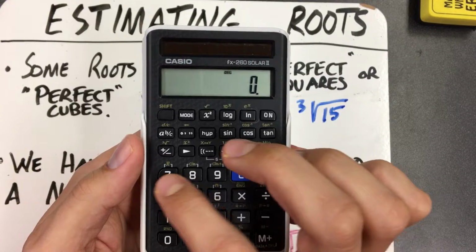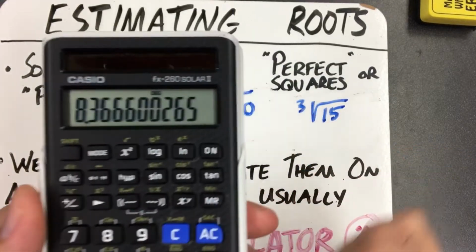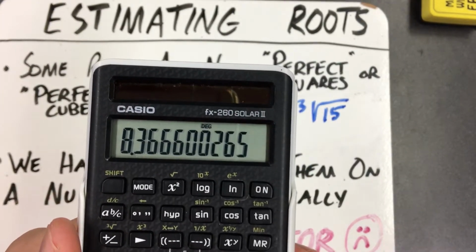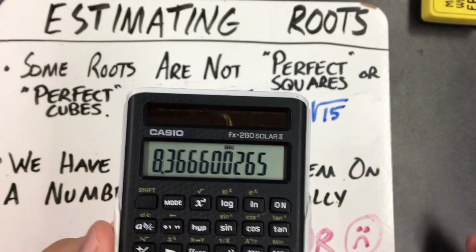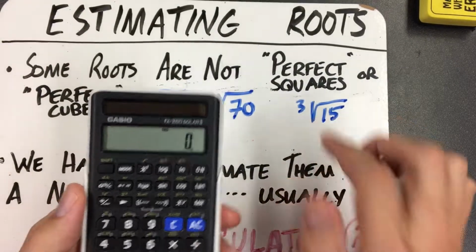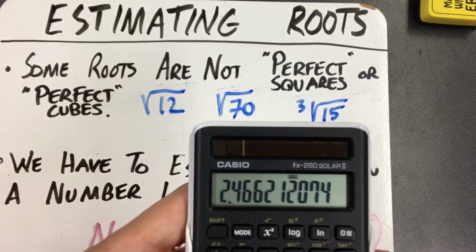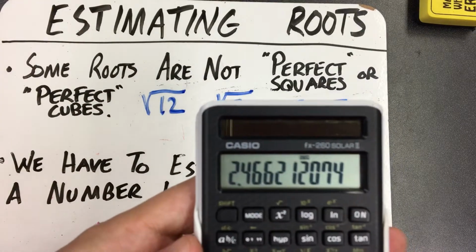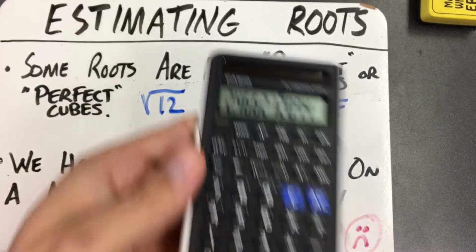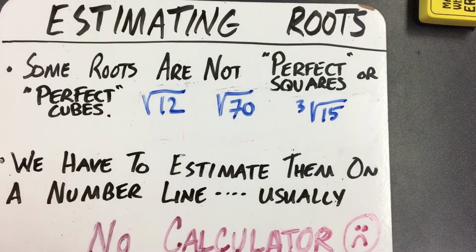Look at the next one, the square root of 70. Boom. 8.366600026. Like, no, I don't know. That is miserable. The cube root of 15, this calculator actually has a cube root button. It's over here. I have to hit shift and then I can get to it. Look at that one, 2.466212074. Calculators on this can help you, but look what I have at the bottom.